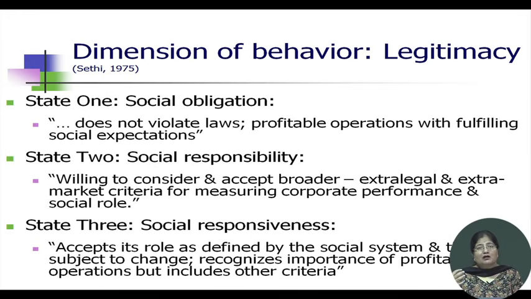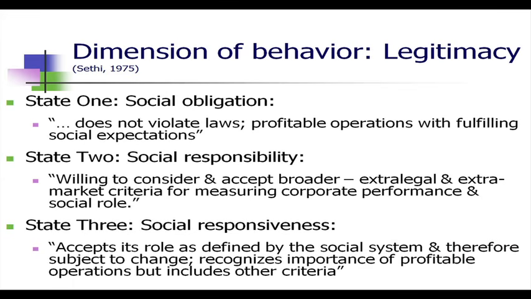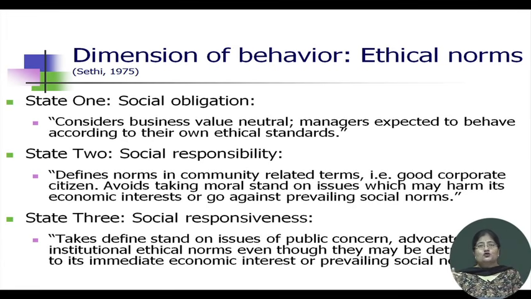So, when we are talking about legitimacy, we accept our role as defined by the social system and therefore subject to change. We also recognize the importance of profitable operations, but include other criteria. So, we go out of our way to be socially responsible. Then, the next dimension of behavior is ethical norms. When we try to follow ethical norms, the first state is social obligation.